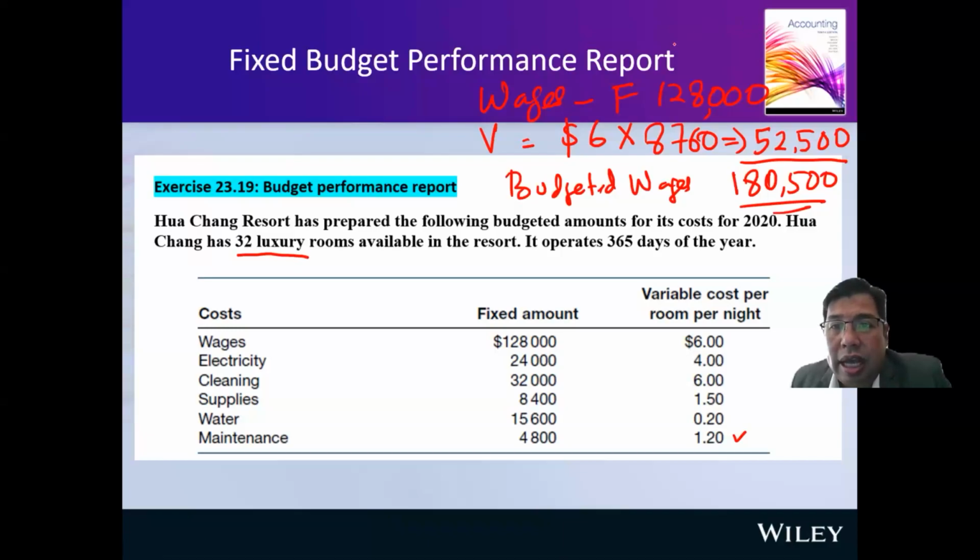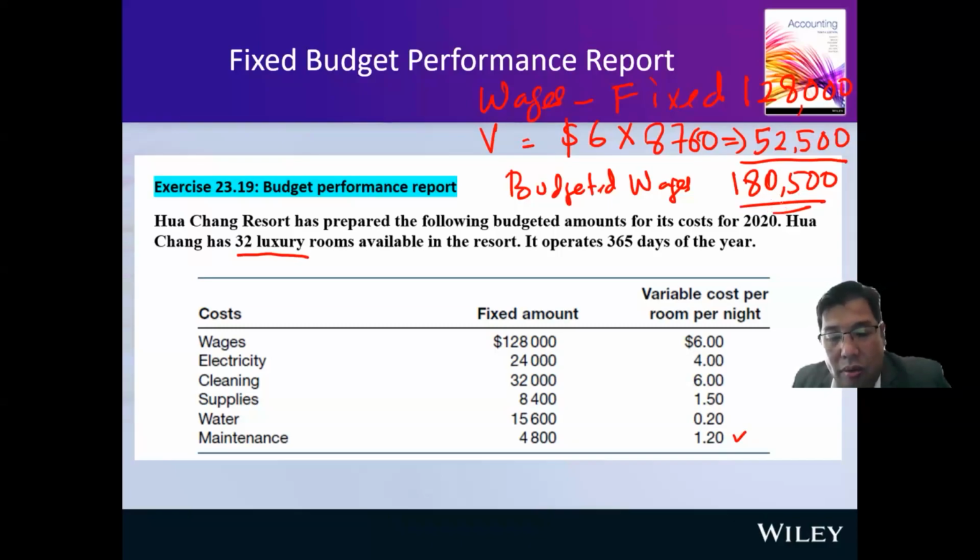First, this is the fixed element, wages, 128,000. The variable element is $6 per room per night. So I have here 8760, that gives you an additional cost of 52,500. The more rooms and nights, the more will be the cost. If you have 0 rooms, maybe because of COVID, 0 guests, the value will be 0. 6 times 0.